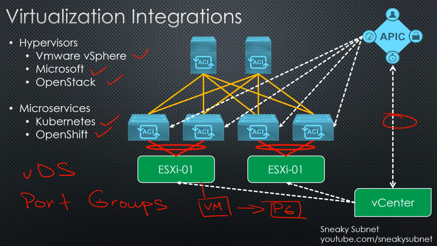Creation of these port groups is triggered when you configure or when you instantiate corresponding elements inside ACI. So typically you create EPG, you associate it with virtual machine manager, and it triggers creation of port groups. After that, you assign your virtual machine to that port group, as I mentioned before, and you are good to go.